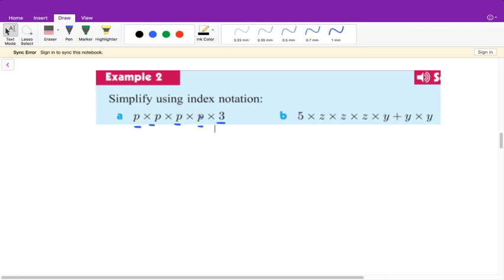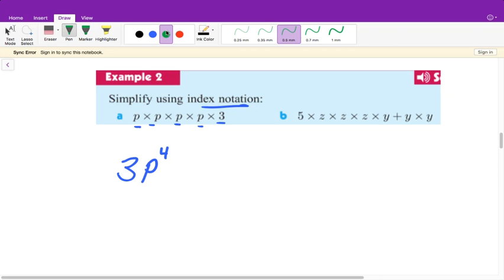Always simplify. So since we are multiplying P together 4 times, I can just rewrite this as P to the power 4. That is my index notation. And then it's being multiplied by this 3, so it'll be 3 times P to the power 4.